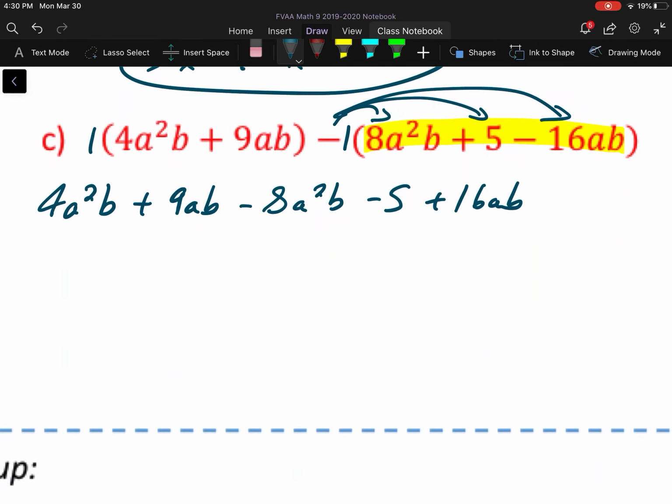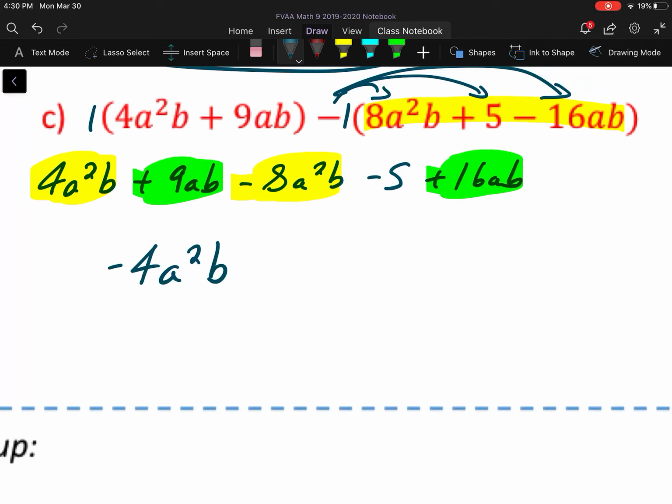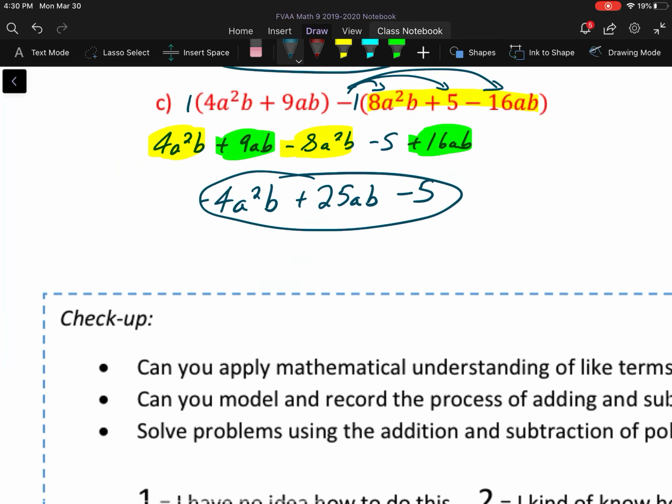Now that I've multiplied my coefficient in the bracket, I have no more brackets. And so I can combine like terms and finish this question and these notes for today. So 4a squared b minus 8a squared b is 2 of my like terms. And then I have 19ab plus 16ab. And then I have that lonely negative 5 there. So I end up with negative 4a squared b plus 25ab minus 5. And that would be your final answer.